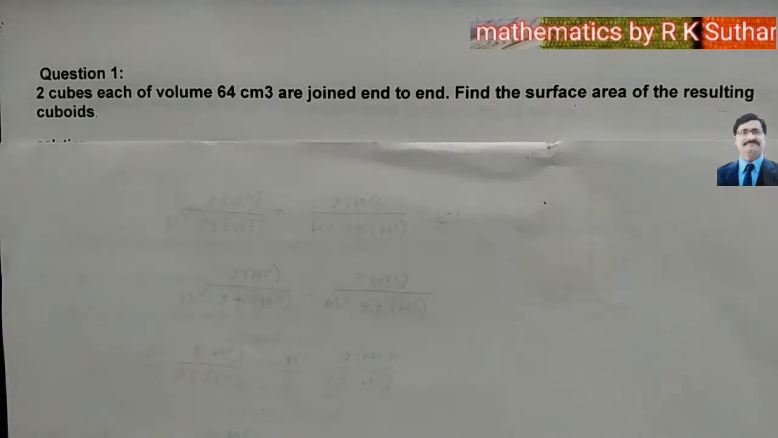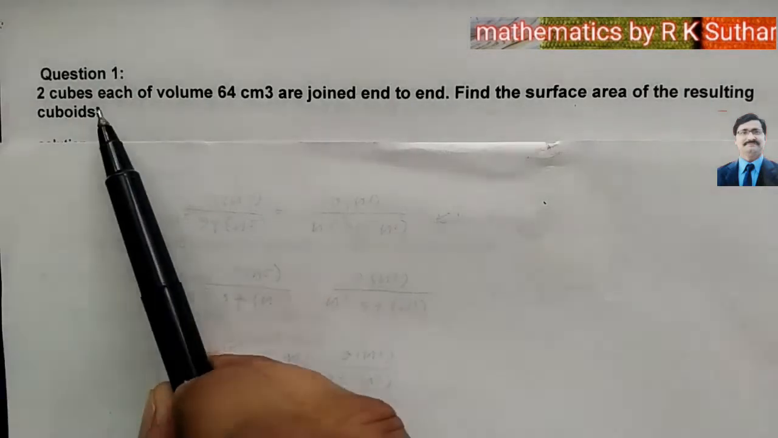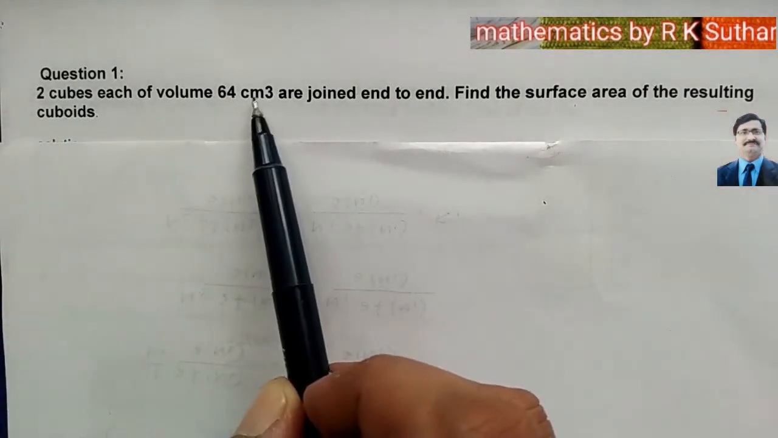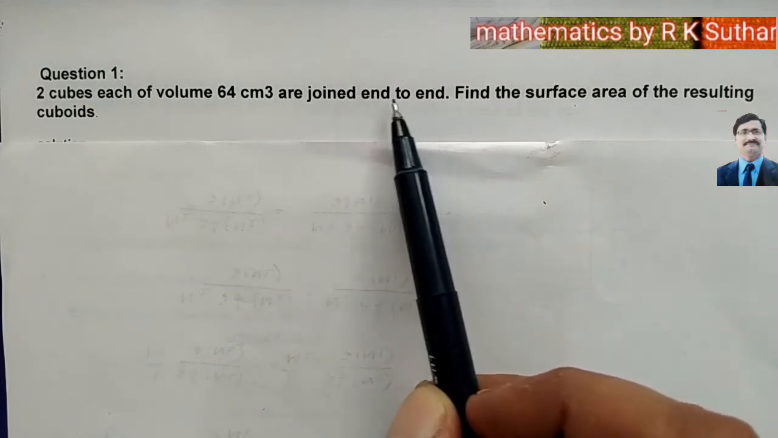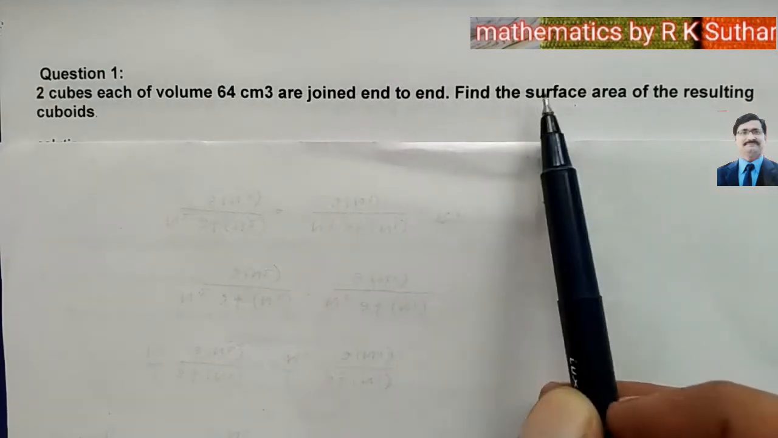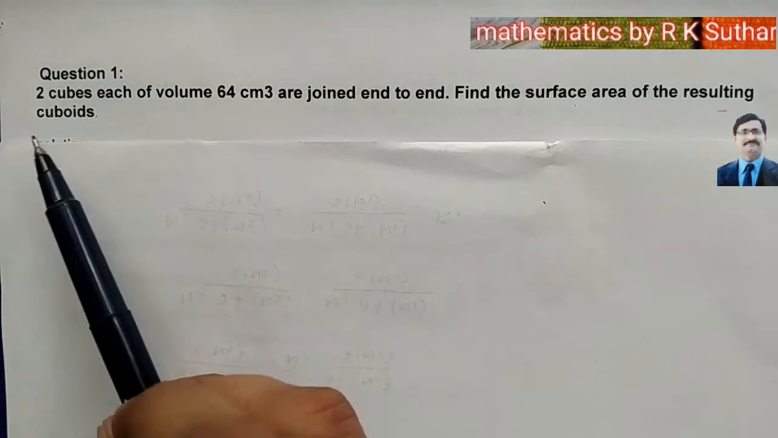Look at all of you here. Question first. Two cubes each of volume 64 centimeter cube are joined end to end. Find the surface area of the resulting cuboid.